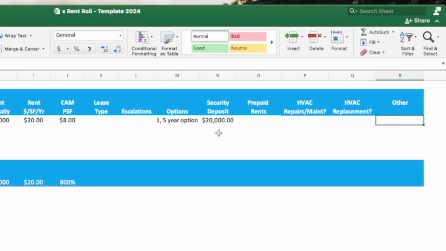Last column here is other. I put other because that's just a catch-all. Sometimes there are just different things that tenants will pay for or landlords will have to pay for, or there might be some terms that you might want to throw in there that are very important.